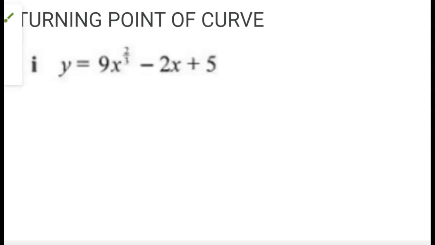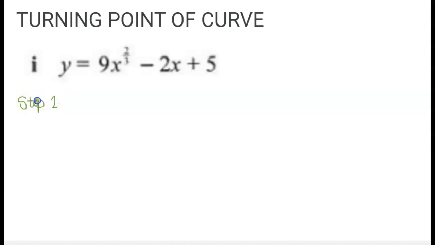Let's have a look at this one. We've got the equation y equals 9x to the power of 2 over 3, that's 2 over 3, minus 2x plus 5. So this is 2 divided by 3. The question is to find the turning point and the nature of the turning point. To find the turning point, always follow the same steps.